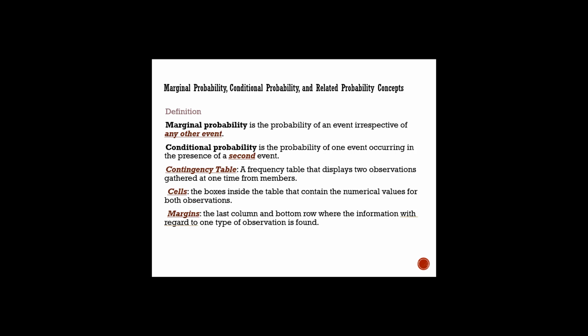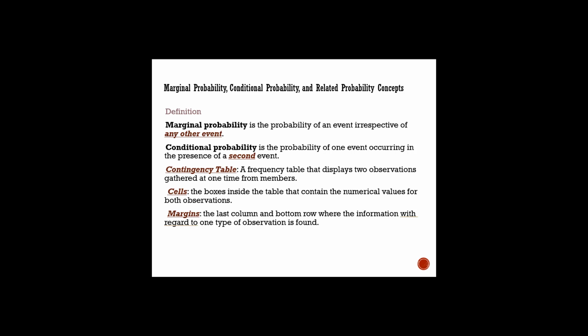We have something called a contingency table, which is really a frequency table, and it displays two observations that are gathered at one time from members. This is quite frequently done: maybe we're looking at age, and at the same time we'll look at gender. It's done in marketing campaigns because men and women have a tendency to have different desires when purchasing materials, and so gender quite often does make a difference.